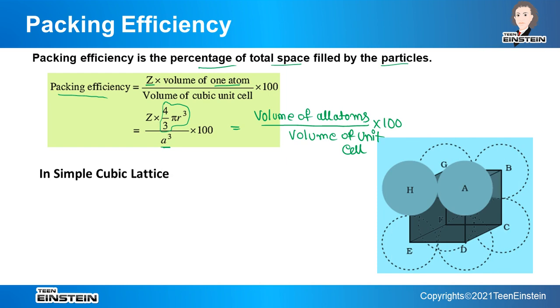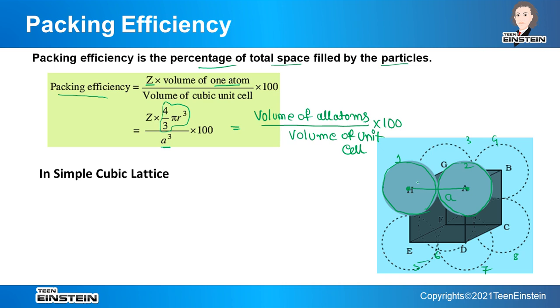So now we will calculate the packing efficiency for the simple cubic lattice. Here we have a picture of a simple cubic lattice, and the total number of atoms you can see is 1, 2, 3, 4, 5, 6, 7, 8. Now we will focus only on these two spheres. For calculation we will consider these two. If I join the centers of spheres H and A, this is basically the edge length of the cube, right? So this distance is a.